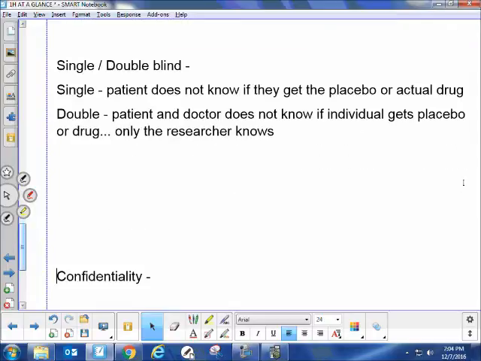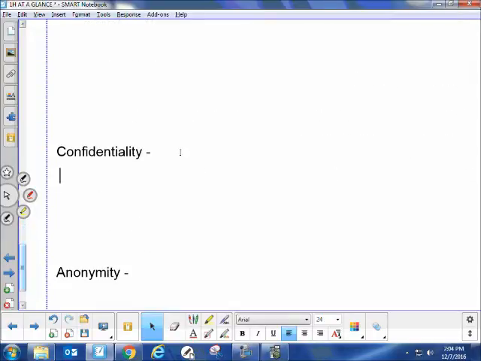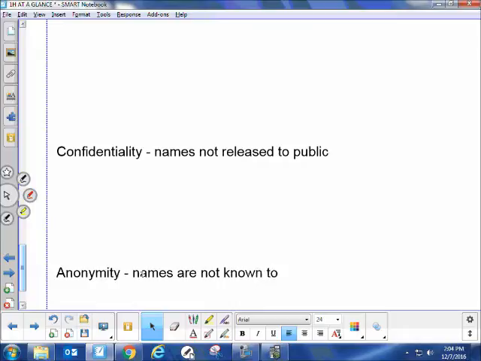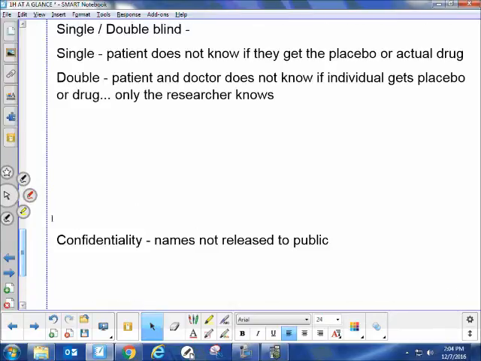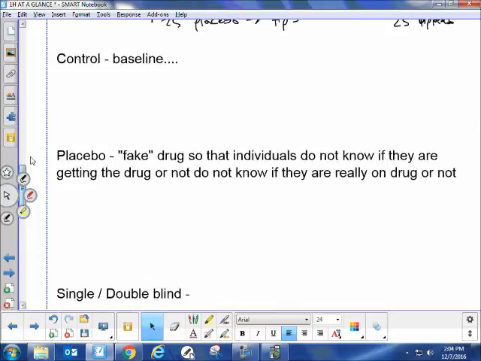The researcher has the key. We want all of our experiments to be confidential. That means names are not released. But they also could be anonymous and have anonymity, where names are not known to the researcher or the public ever. Okay, so that means neither confidentiality. We could have a situation where the researcher knows the names of all the subjects, but anonymous means there's no names involved at all. Okay, so that was experiments.